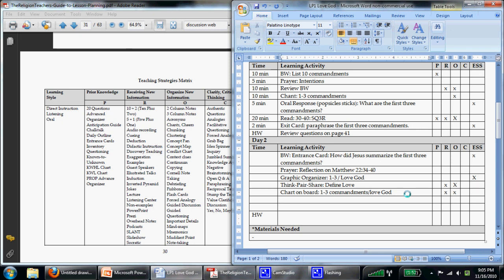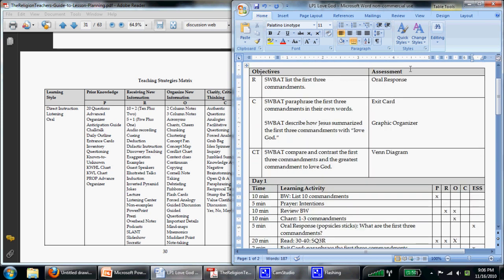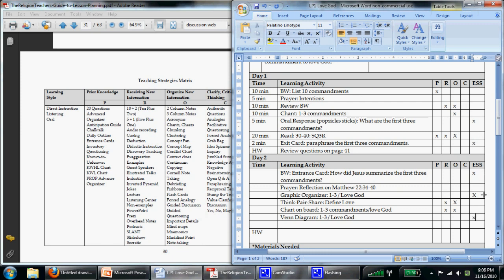And after we've given some time as a class, and the teacher kind of would be leading this, adding some more information, really comparing them, and drawing out the notes, we're actually going to give them the opportunity to show that they've learned it, and give them a Venn diagram that has, in one circle, the first 3 commandments, and in the other, love God. And then they'll be asked to show the similarities and differences in both circles. And that would be the assessment. So there you have all the assessments are recorded here in both days.